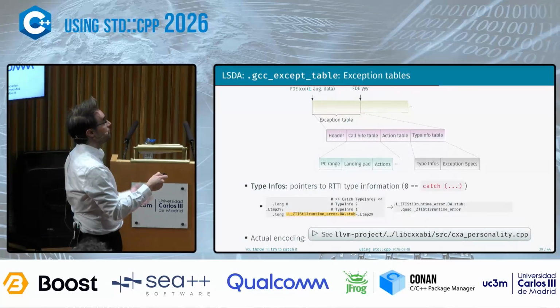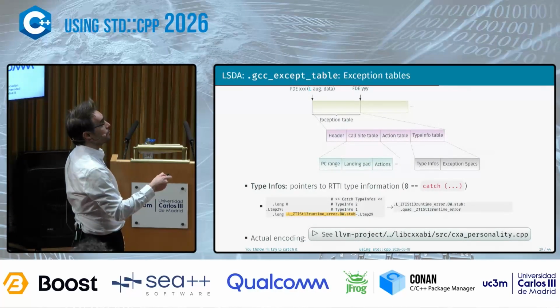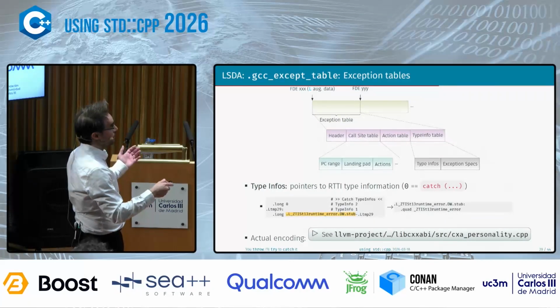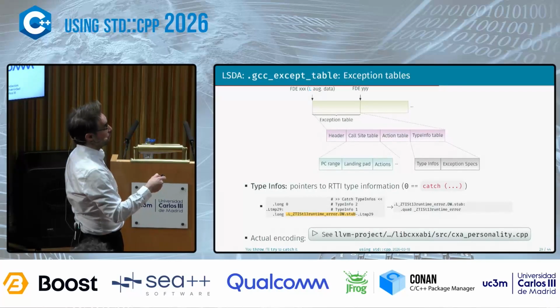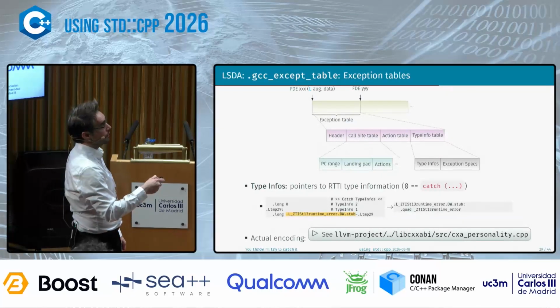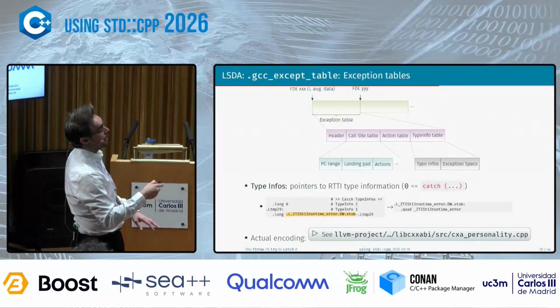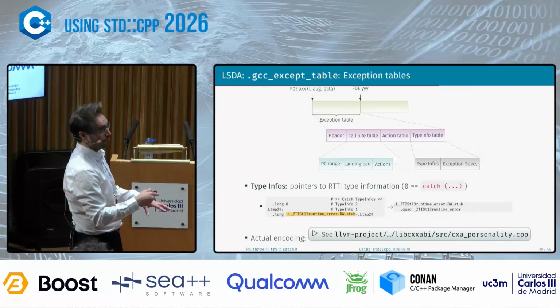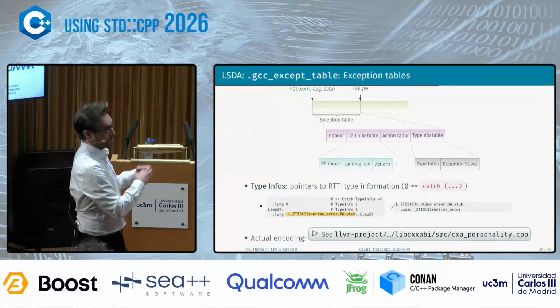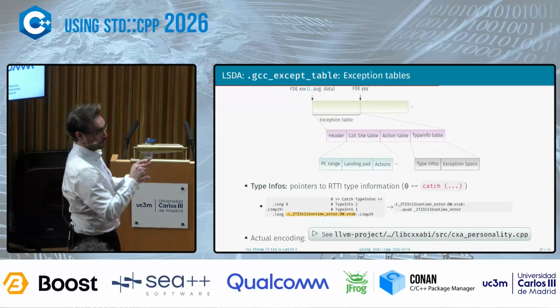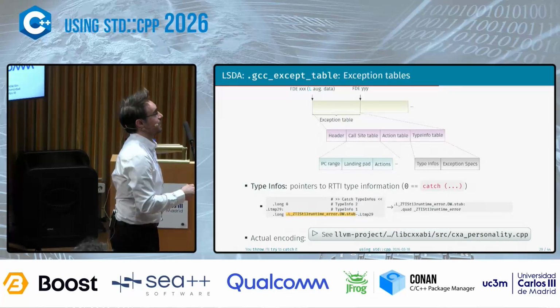But if we look at a single table, it looks as follows. We have a header, fine. We have some call site table, some action table, and a type info table. The call site table basically has a given number of entries that describe a program counter range and what is the landing pad that we need to jump to if something happens. And these actions describe what needs to happen for us to jump into the landing pad. More on that in the next slide.